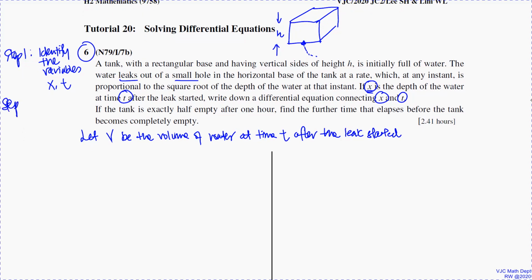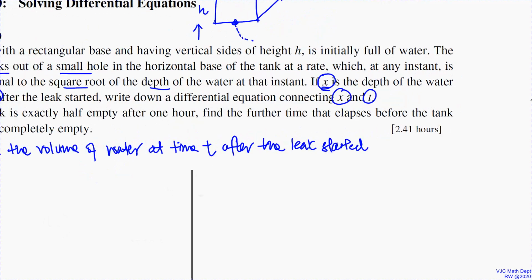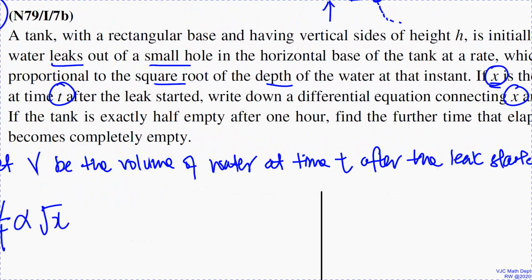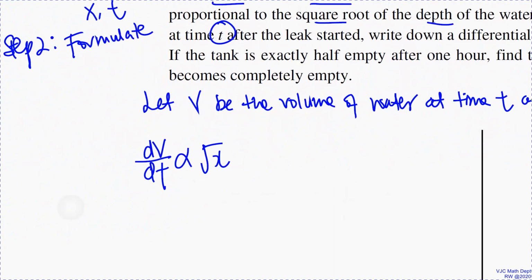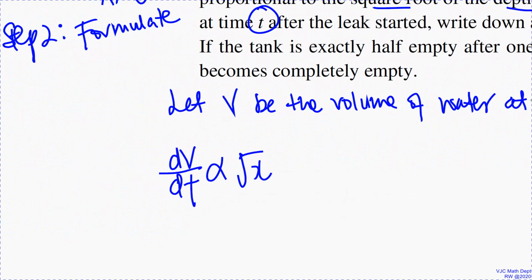Alright, step 2, we have to formulate. How do we formulate? You are given that dV/dt is proportional to root x, because it is proportional to the square root of the depth of water. That's what we formulate. However, we have to look at it very carefully. Our formulated DE doesn't look too good. Why do I say it doesn't look too good?